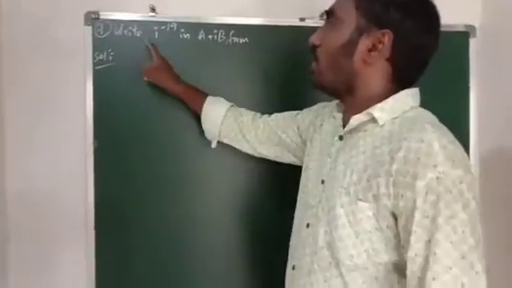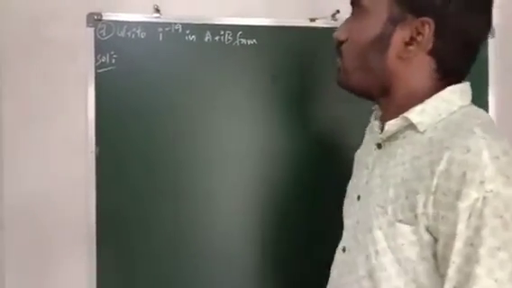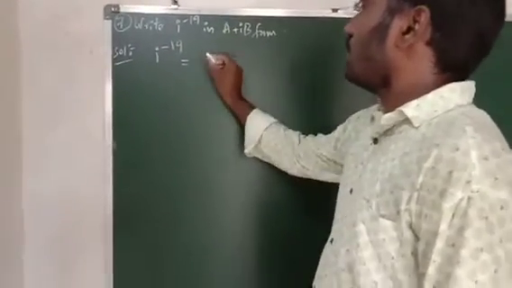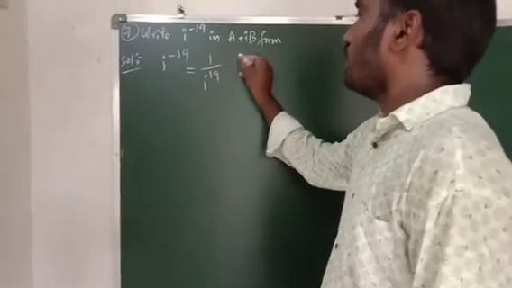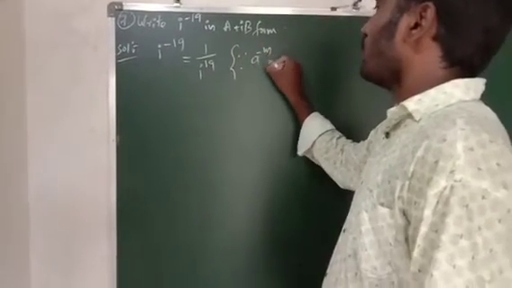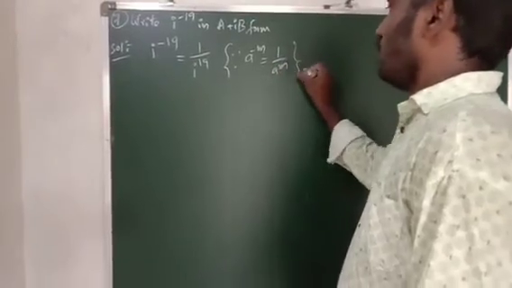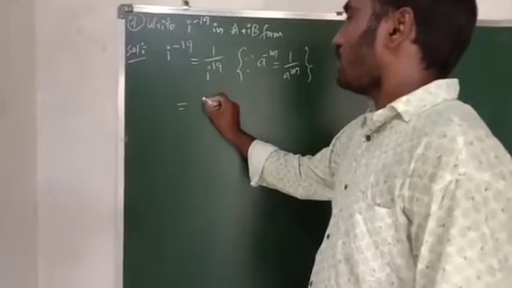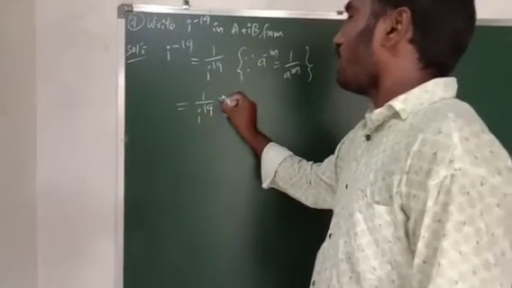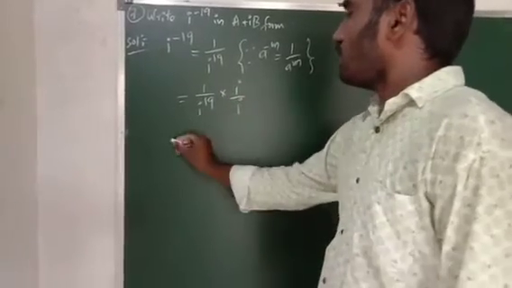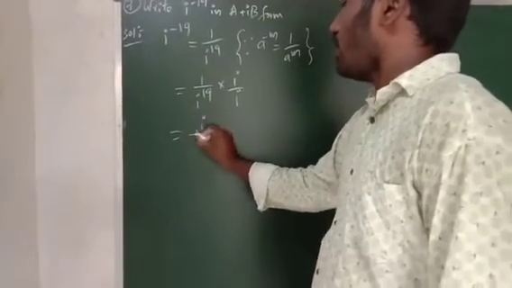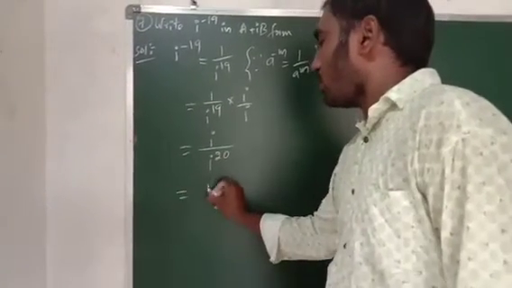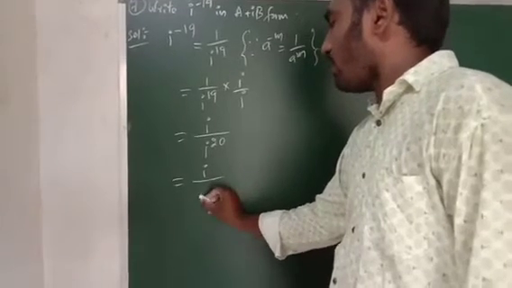Okay, 7th one: write i power minus 19 in a plus ib form. Now take i power minus 19. This can be written as 1 by i power 19. We have a formula that a power minus m can be written as 1 by a power m. So multiply and divide with i, that is 1 by i power 19 into i by i. So this is equal to 1 into i is i, by i power 19 into i, which is i power 20.